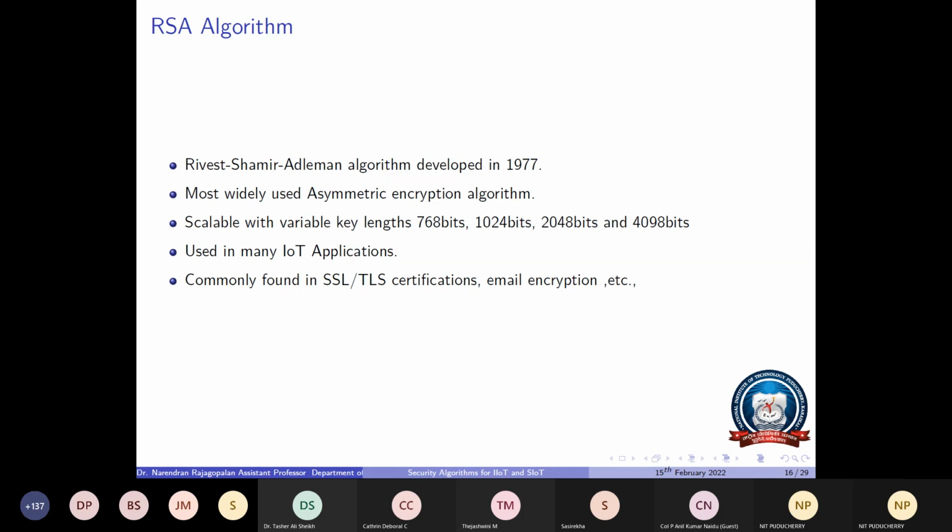This is also found wide usage and acceptance in the Secure Socket Layer and Transport Layer Security certifications. It is used for email encryption too. These are some of the applications of the RSA algorithm.